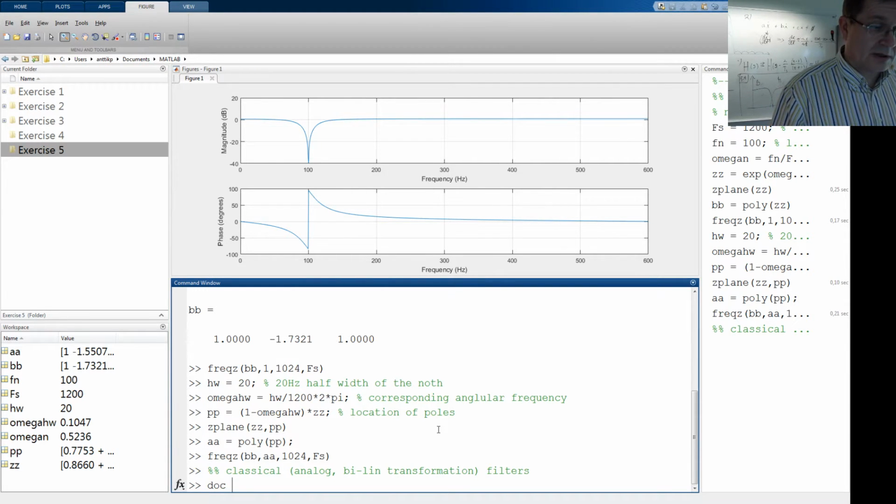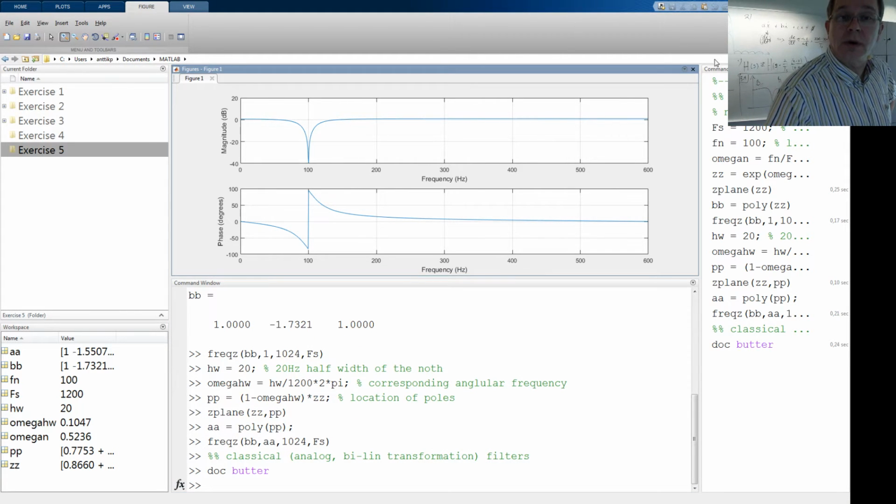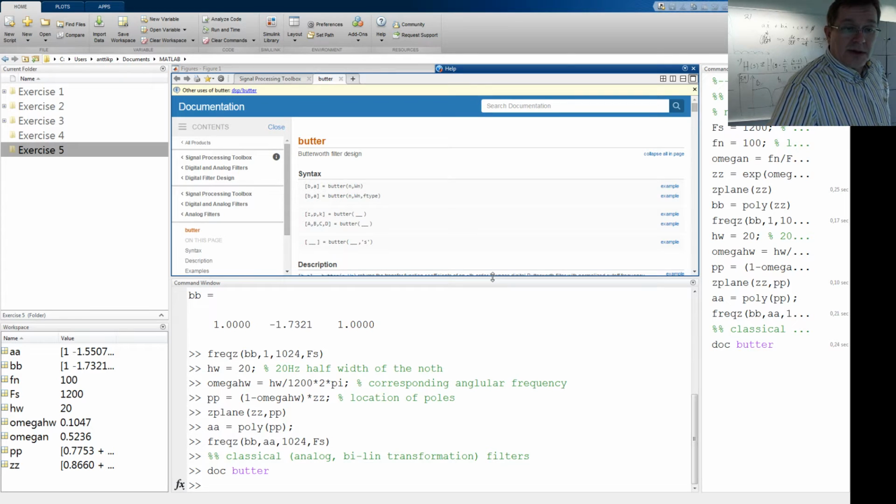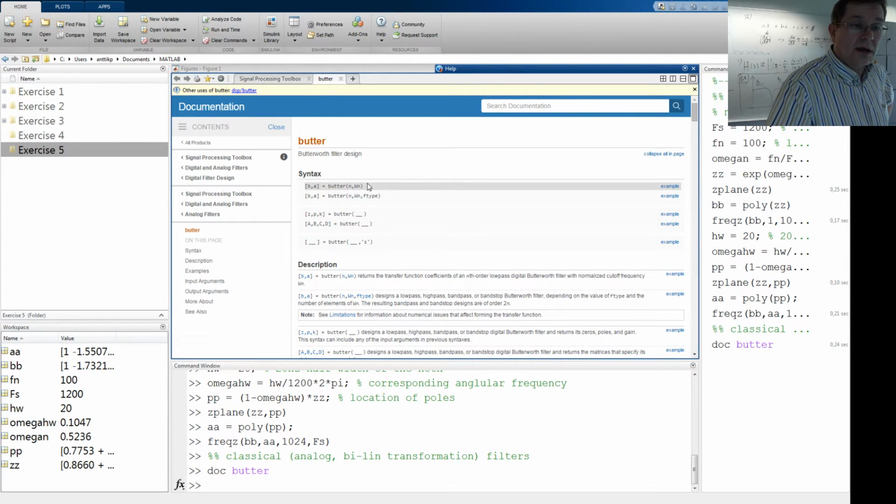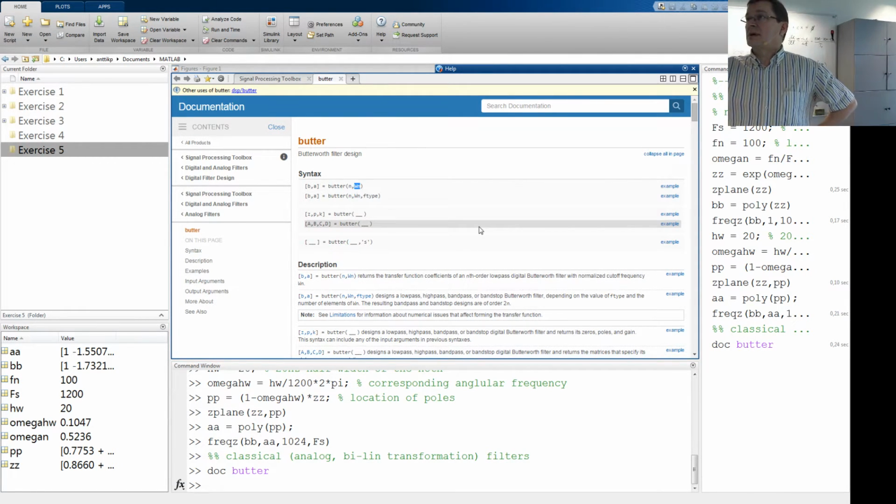And let's take a look at the documentation of butter, for example. Ooh, that's good. So basically we just need to give it the order number and the cutoff frequency as a normalized cutoff frequency, and here the normalized cutoff frequency actually means times pi. Meaning that basically the scaling factor for the cutoff frequency and the real cutoff frequency.